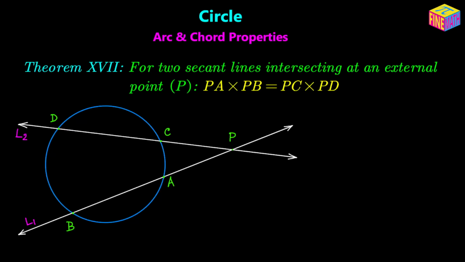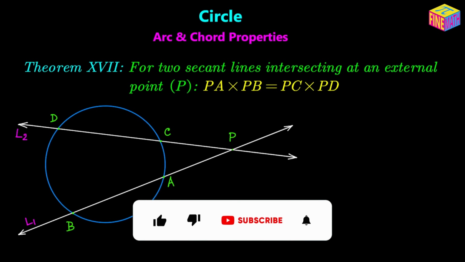Hi everyone, in this video we are going to discuss theorem number 17 from the geometry of circles. Here the theorem says that for two secant lines intersecting at an external point P, PA times PB is equal to PC times PD. And what are those distances? The PA and the PB, or PC and the PD? Well, you can see them in the diagram.